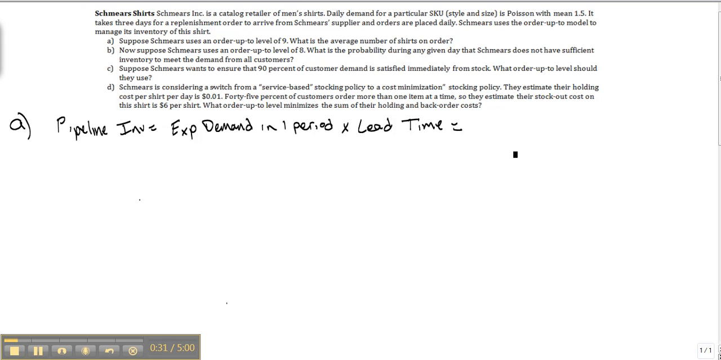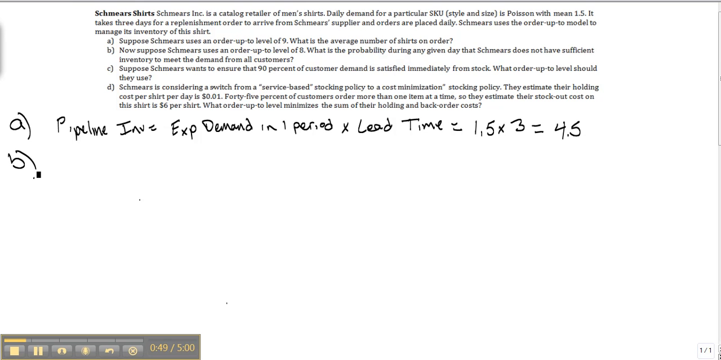In this problem, we know that the expected demand in one period, which is 1 day, is given to us as 1.5, and we know that the lead time for an order is 3 days. Therefore, the on order or the pipeline inventory is equal to 4.5.